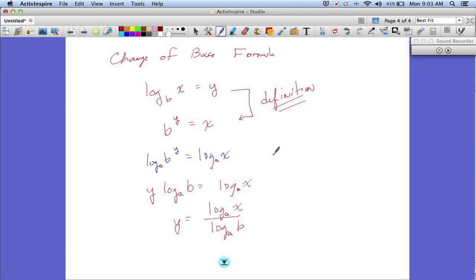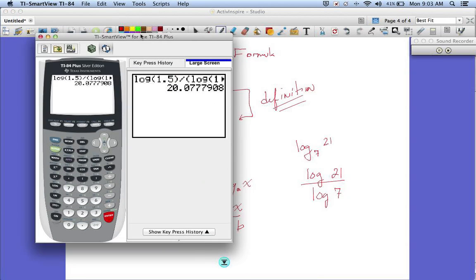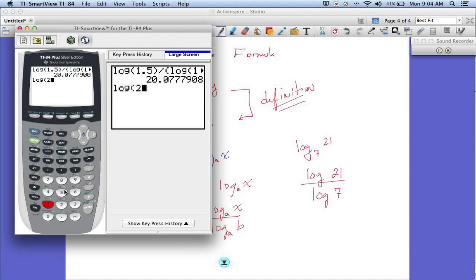Typically we're going to choose natural log, which is a base of e, or the common logarithm, which is a base of 10. How is this helpful? Well, let's say we want to do log base 7 of 21. I can't do 7 to some power equals 21. It doesn't help me. This is a little antiquated now because a lot of our calculators can handle writing this directly, but before you weren't able to do that. I can now do log 21 over log 7. Log 21 divided by log 7. And there's our answer, approximately 1.56.